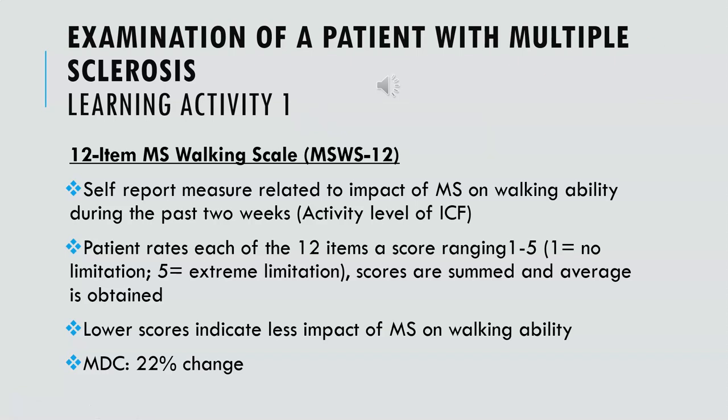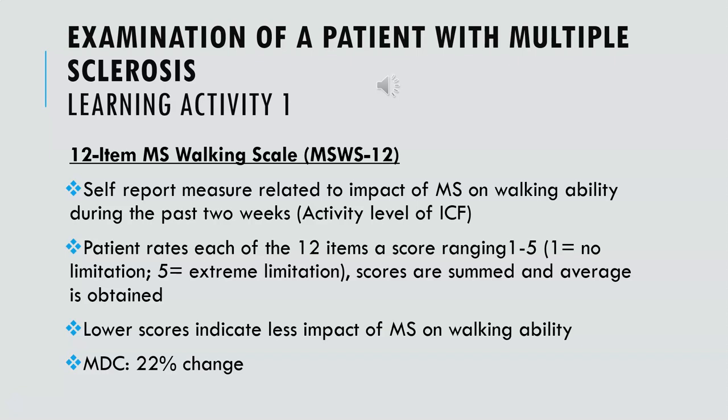The next standardized outcome we will review is the 12-item MS walking scale. As the name suggests, this tool was developed specifically for patients with MS. This is a self-report measure related to the impact of that patient's MS and the disease process on their walking ability over the past 2 weeks. So the patient is reporting their perceived challenges as it relates to function surrounding walking over the past couple of weeks. So this is looking at the activity level of the ICF.